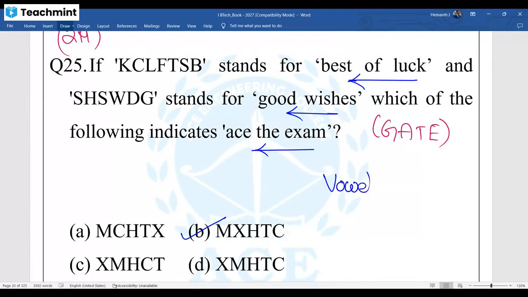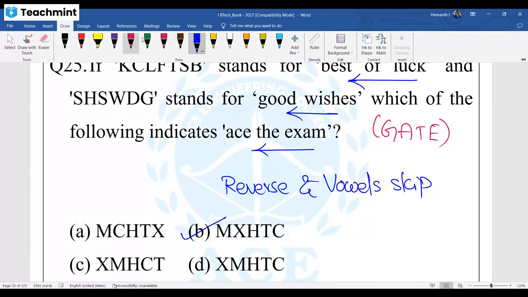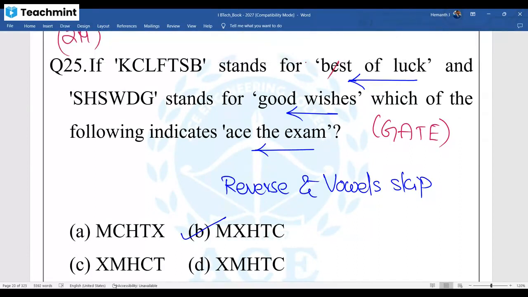Vowels skip. Writing from back to front, skip vowels. They wrote from back to front and removed the vowels. You can clearly observe that E is not there, O is not there, U is not there. In good wishes also, C from back to front, yes. E is a vowel, removed. S, H, S, I removed. W, D, O is removed because of the vowel.